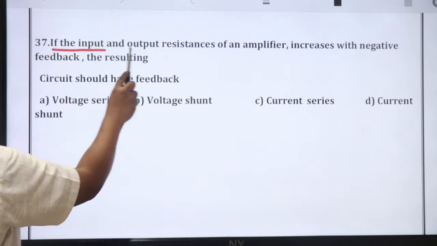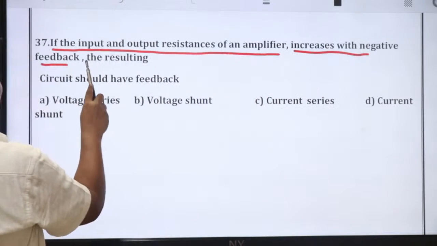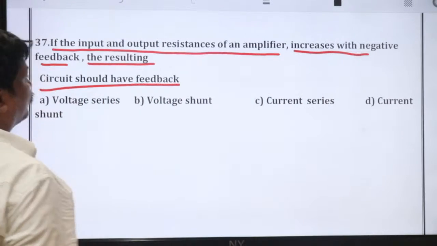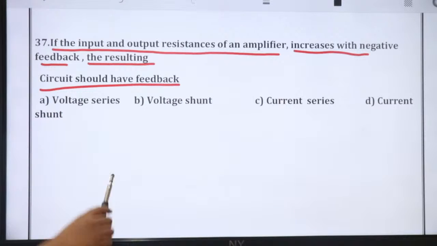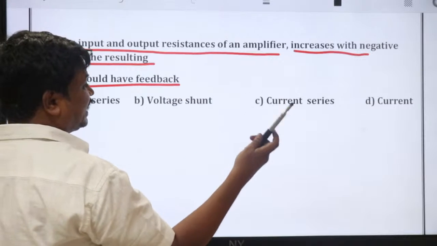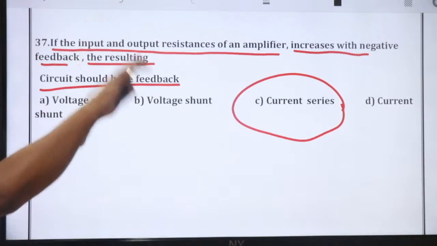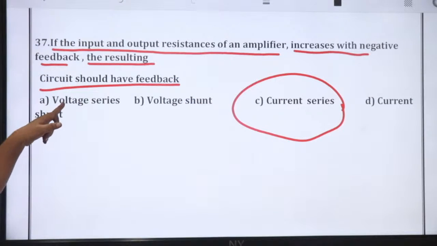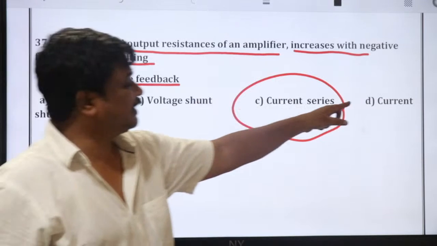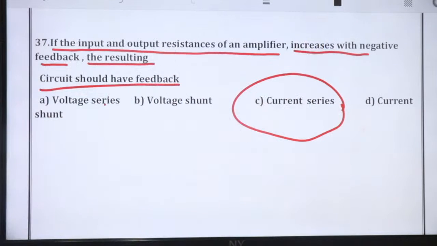If the input and output resistance of an amplifier increases with a negative feedback, the resulting circuit should have input resistance increases, output resistance increases. It means that current series feedback. Voltage shunt feedback, both decrease. Current series feedback, both increase. Voltage series, output decreases, input increases. Current shunt, output increases, input decreases, like that.